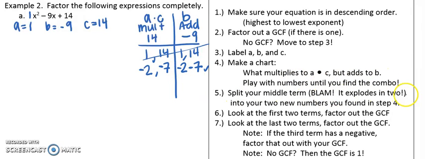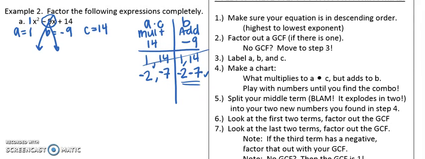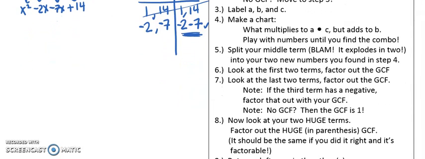Split your middle term. Blam! It explodes into 2 new numbers that you found in step 4. So this middle term right here turns into these 2 new beautiful numbers, negative 2 and negative 7. So negative 2x minus 7x. So negative 9x becomes negative 2x and negative 7x. We're going to bring down the 14. We're going to bring down the x squared. And then we're going to continue with these steps.